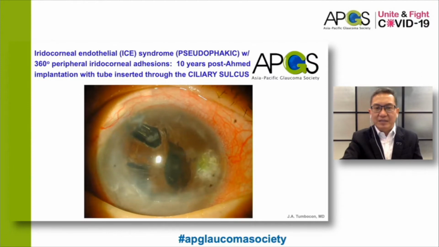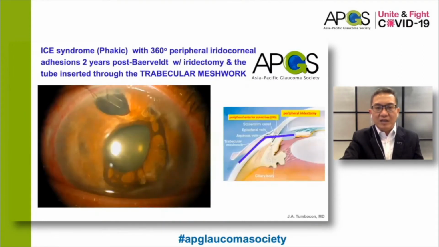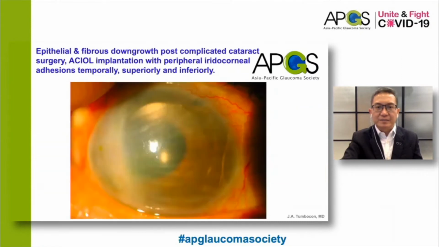AMD implant surgery. And you could see that the tube is still quite patent, even if the ICE syndrome seems to be progressing. This can also be done in phakic eyes, but the entry should be at the level of the trabecular meshwork, and the trajectory is just at the iris plane. You need to be more anterior than the previous case because you don't want the tube hitting the lens.